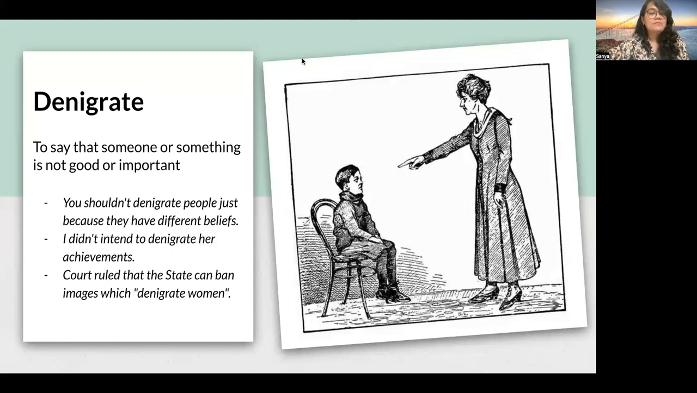Denigrate. Denigrate means to say that someone or something is not good or important. So if I'm trying to demean someone, if I'm trying to insult someone, what am I doing? I'm denigrating, right? So maybe some teacher of yours or any elder or any person in your classroom who keeps telling the other person in order to bully them, you're not good, you're not important, you don't know anything. What are they doing? They are denigrating the person, right? So you shouldn't denigrate people just because they have different beliefs, right?